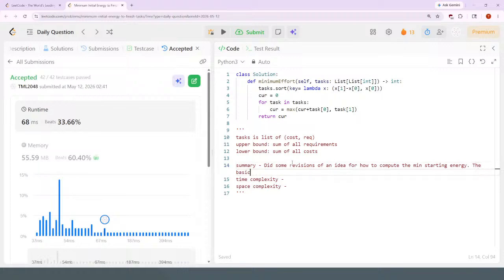The basic idea is to work backwards from the task that has the lowest excess energy, where excess energy is defined as the required energy minus the cost energy.